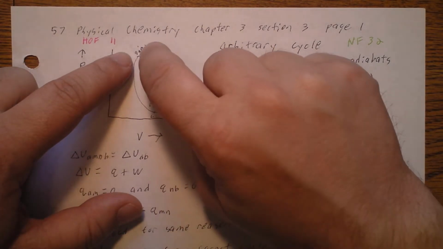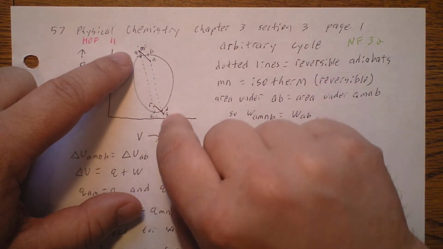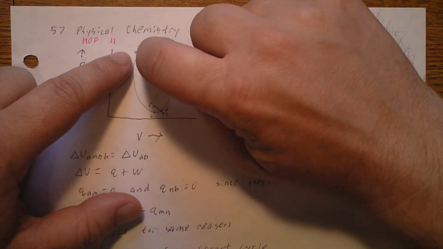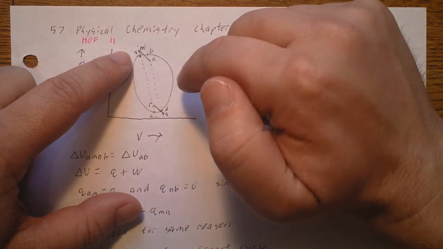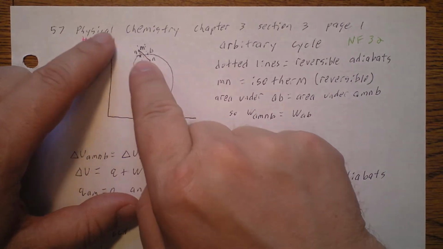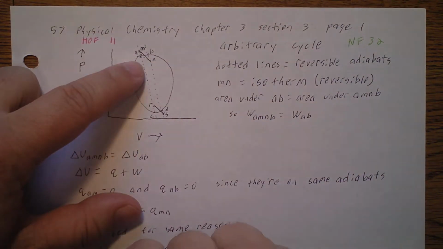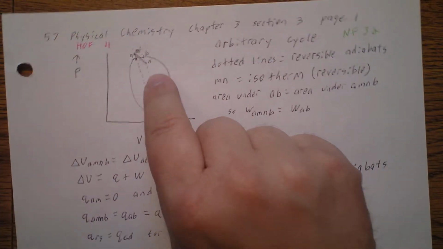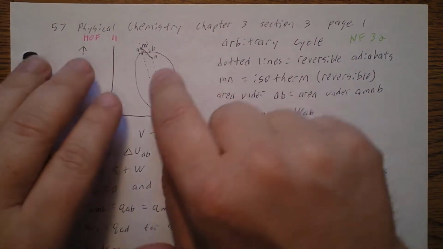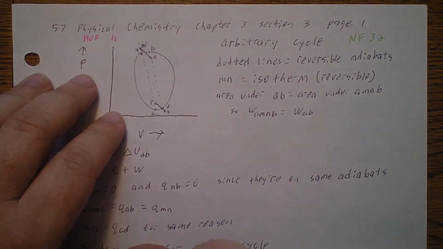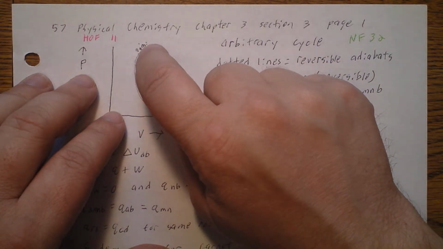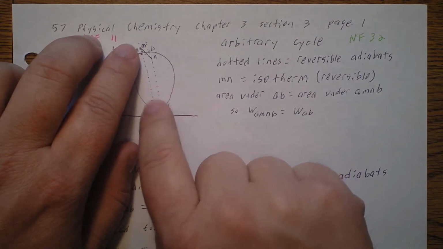So we've got these dotted lines here. These are reversible adiabats. Now what we've done is we've connected a couple of points diagonally through here. So this is a point on our arbitrary cycle. We've drawn a line through it, MN, such that MN is a reversible isotherm. And notice it goes all the way up to the two different adiabats.